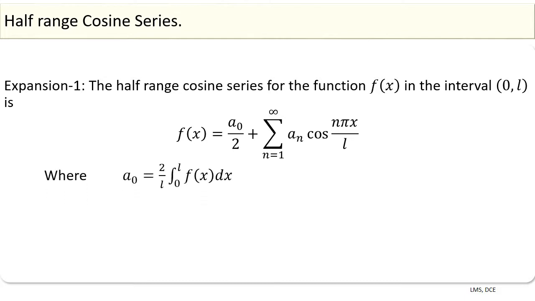a0 is equal to 2 divided by l integral 0 to l f of x into dx, and an is equal to 2 by l integral 0 to l f of x into cos of n pi x divided by l into dx.